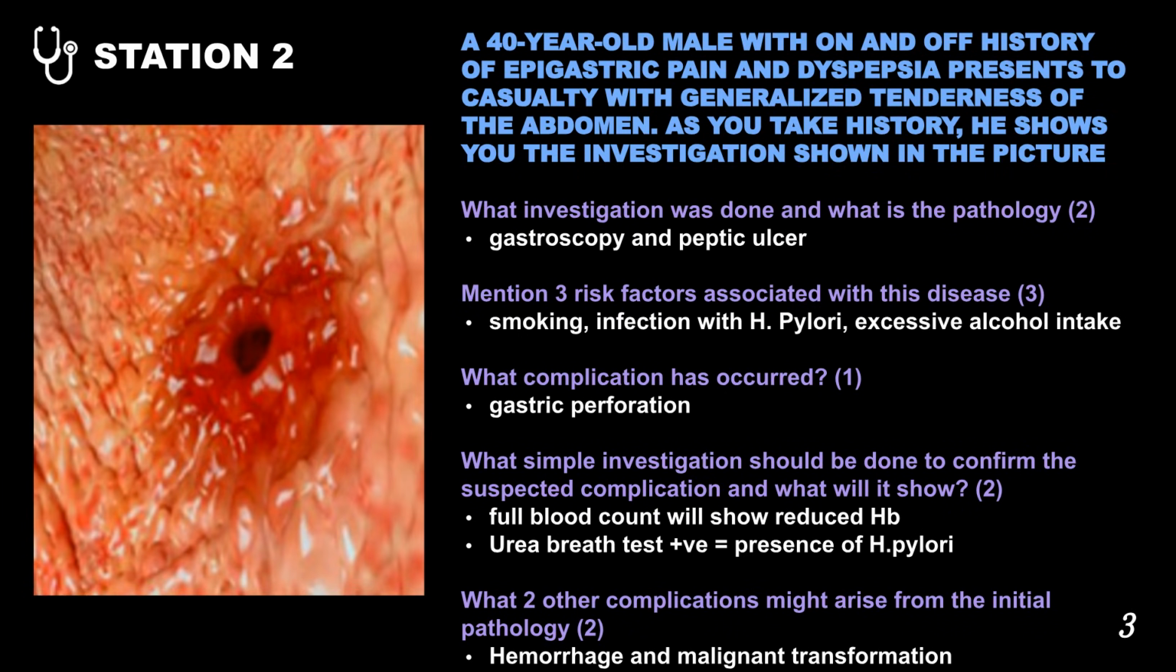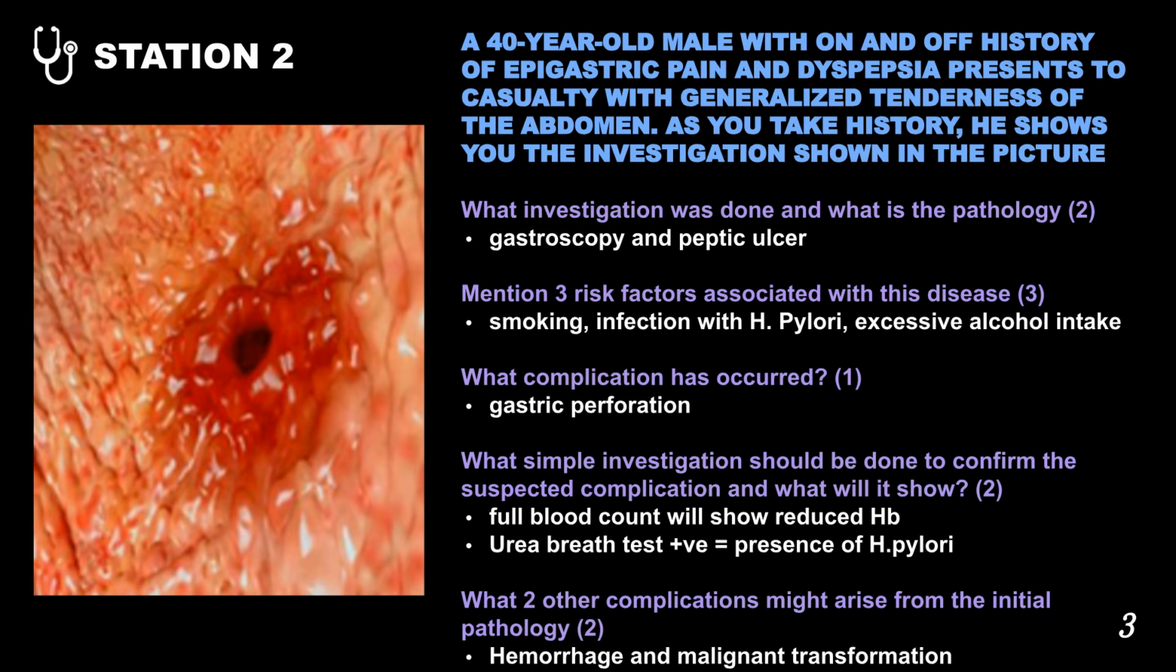Imagine a 40-year-old man presenting with epigastric pain, dyspepsia, and now generalized abdominal tenderness. He shows you an image from an investigation. The investigation performed here is a gastroscopy, and the pathology is most consistent with a peptic ulcer. When discussing risk factors, you should confidently mention smoking, infection with Helicobacter pylori, and excessive alcohol intake. These factors disrupt the protective mechanisms of the gastric mucosa, making it vulnerable to acid injury.